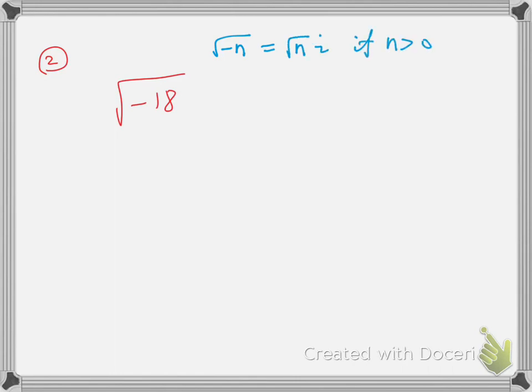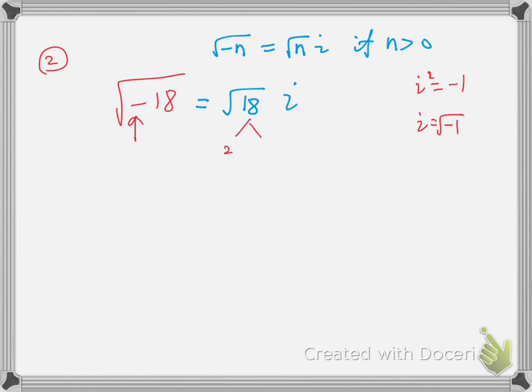For a positive number. So now if the number is negative, we simplify radical negative 18. Now we need this definition: the square root of negative n is the square root of n times i, if n is positive. So the square root of negative 18 will be the square root of 18 times i, right? So what is this letter i? i squared is negative 1, or i is the square root of negative 1. So i will take care of the negative sign.